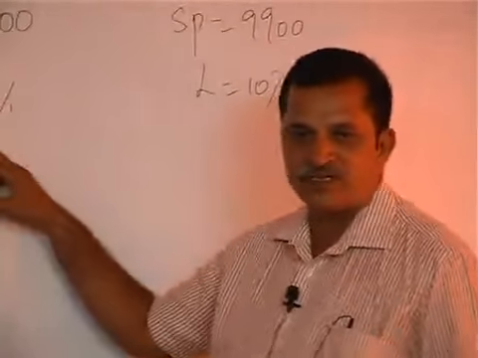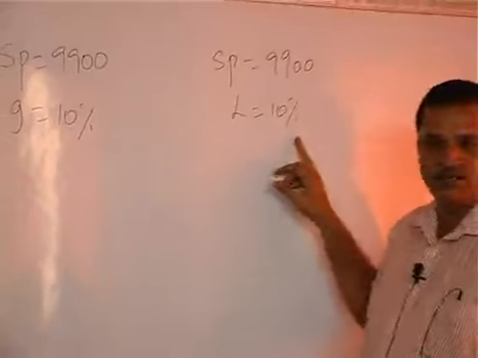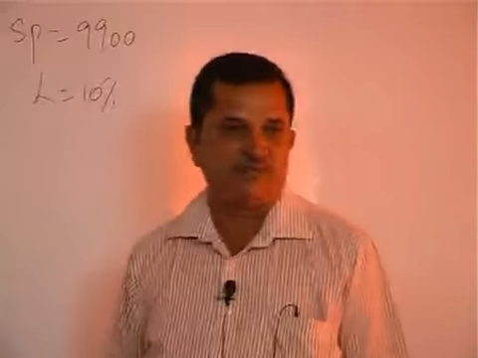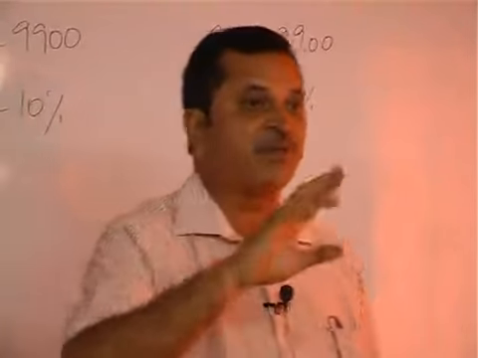Usually what we think is, here we are getting 10% gain. Whatever gain of 10% we got here, we lost here. So we think no loss, no gain. When does no loss, no gain happen? When the cost price is given.